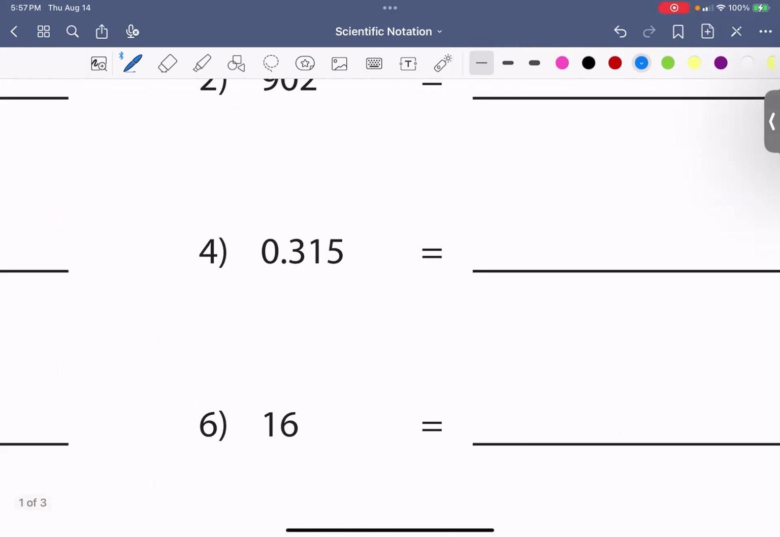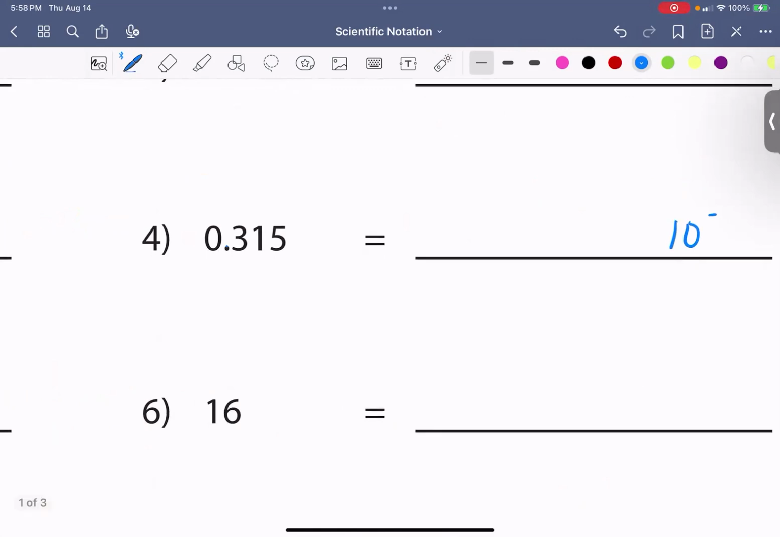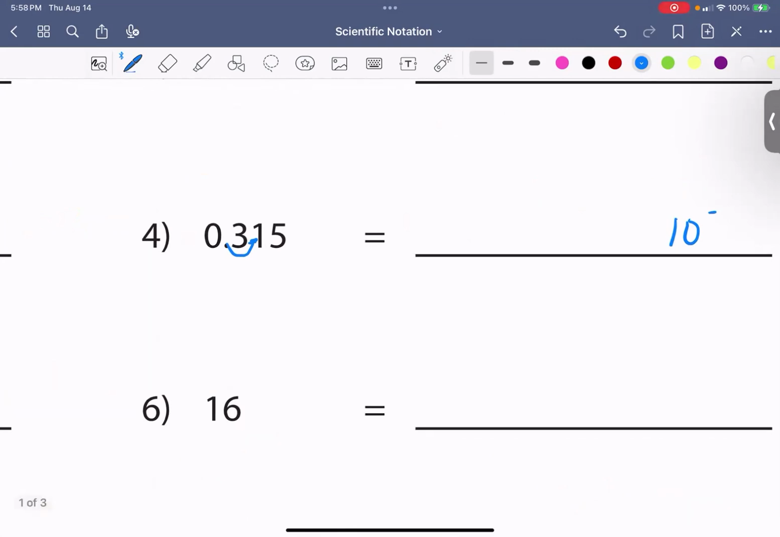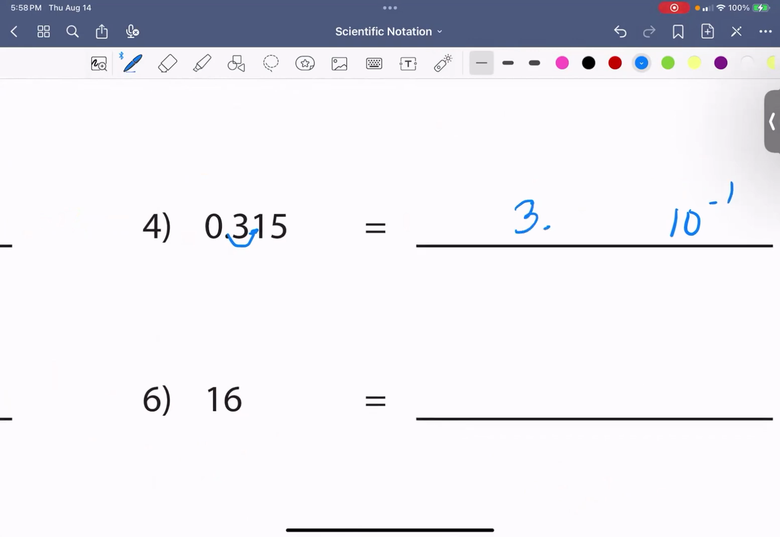Okay, let's look at number 4. It's smaller than 1, so we know the exponent is going to be negative. So we are behind the first whole number, and we moved it only once. So that's 10 to the negative 1. So 3.15 times 10 to the negative 1.